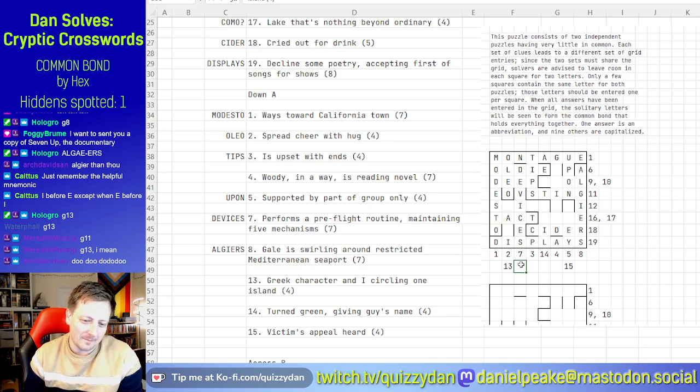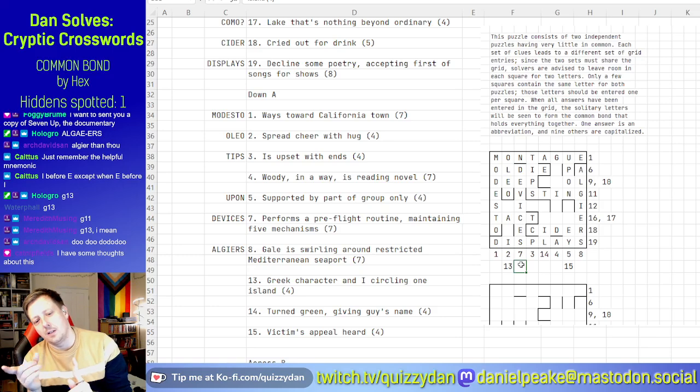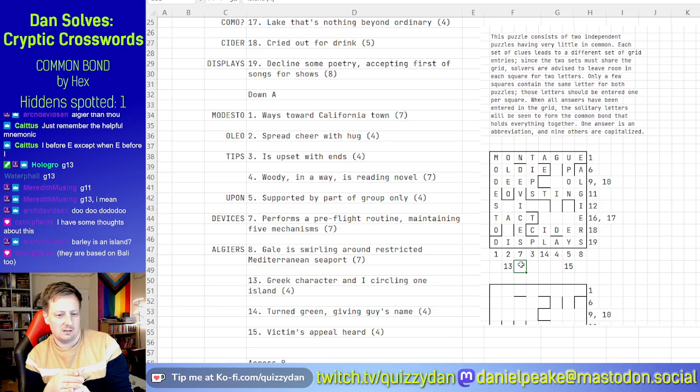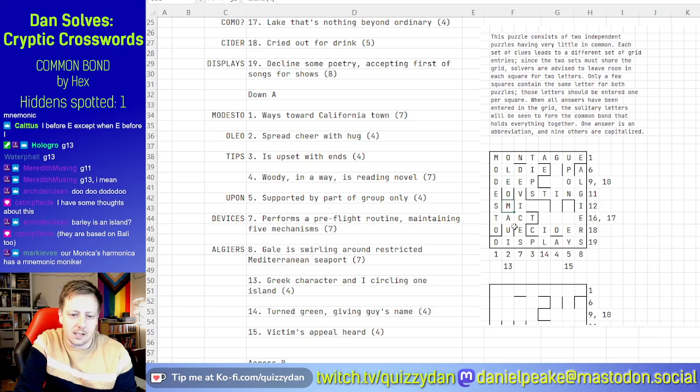Greek character. And I circling. What's circling? One island. Barley is the only thing I can think of, but that's going to give an SB as the first two letters of 12 across. So I don't think it's that. Greek character: alpha, beta, gamma, delta, epsilon, zeta, eta. Can that be going backwards in some way? Theta, iota, kappa, lambda, mu. Maui. There we go. Got there. Okay, so Greek character is mu.